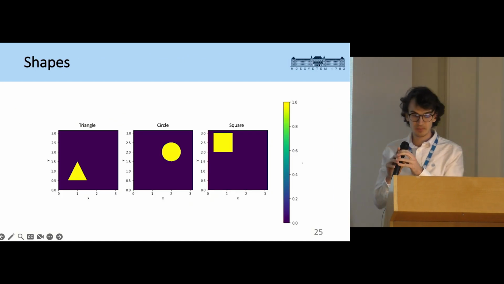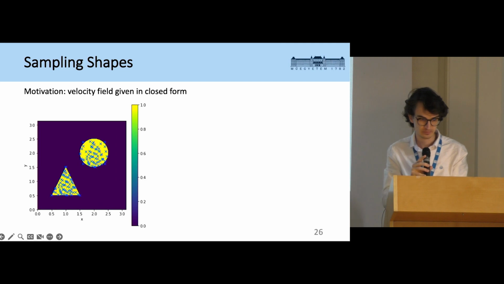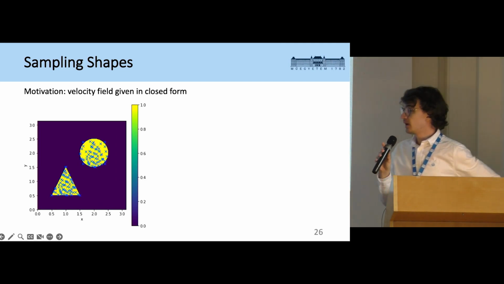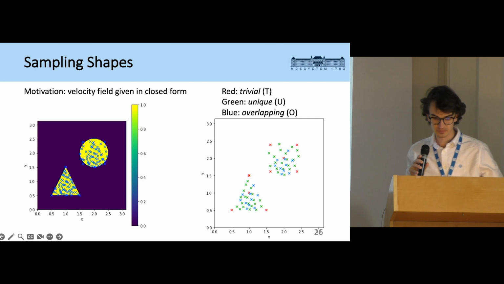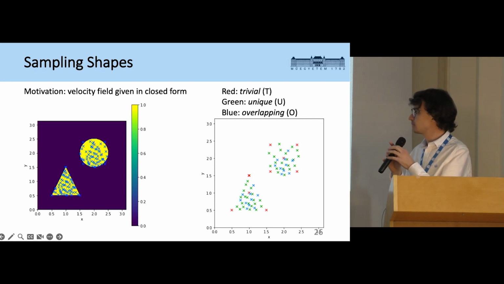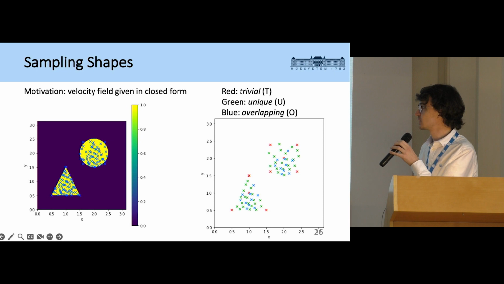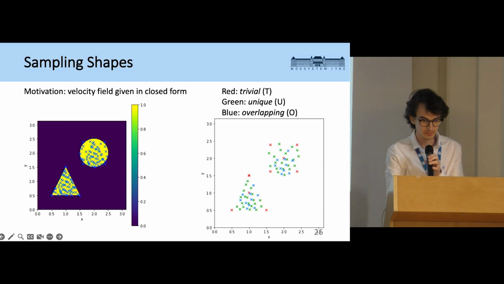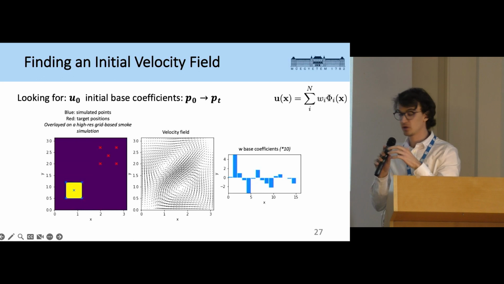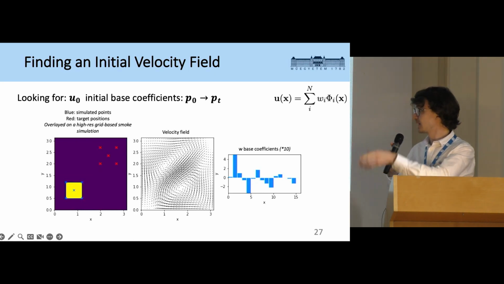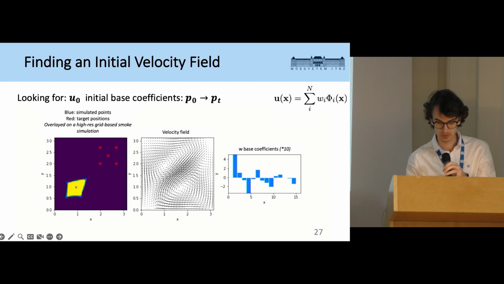We can also define shapes in our domain. In our paper, we define triangles, circles, and squares as given by their density functions. As I mentioned earlier, we have a closed form explicit description of our fluid field, which motivates the sampling of our shapes to increase the efficiency of our simulation. For example, for transitioning from a triangle into a circle, we approximate this problem with these sampling points. So once again, let's look for some initial base coefficients such that they represent a velocity field in which we advect some particles, which will line up with some target positions.